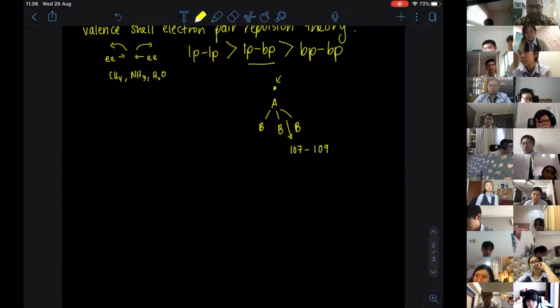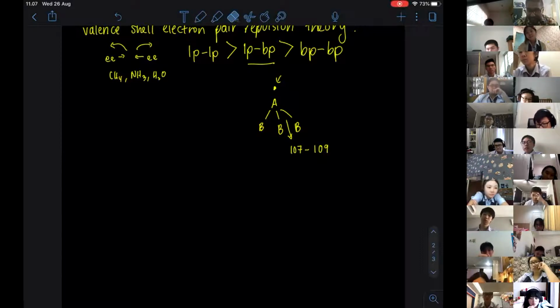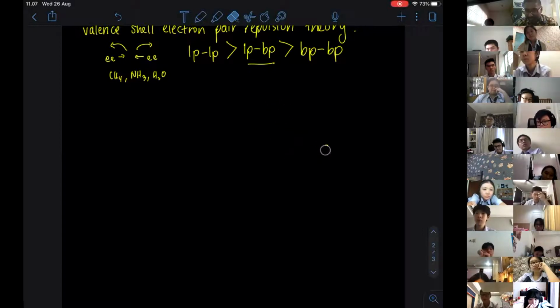But 109.5 should not be accepted. Because why? Because it's supposed to be bonding pair, 4 bonding pair. Is that clear? Okay, I hope I answered the question. But anyway, it's not important for now. When we do questions, then we will see all these kind of things. Let's focus on what is important for now.